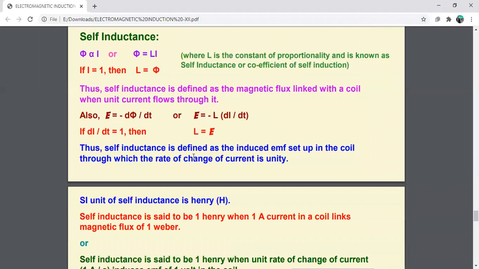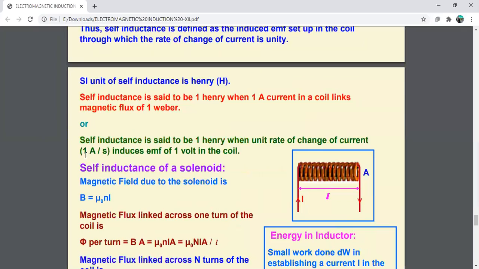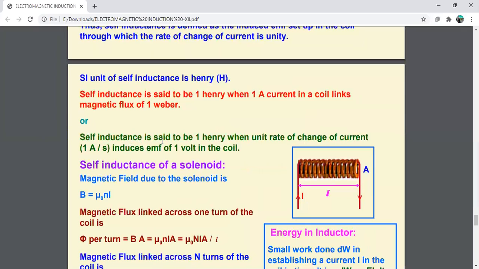So you must learn that Henry has been given a name in respect of that scientist, but in actual sense, this unit is Weber per ampere. Weber per ampere itself is called Henry. So self-inductance is said to be 1 Henry.